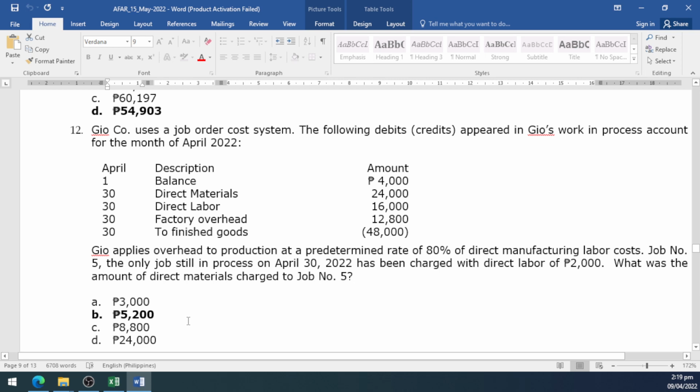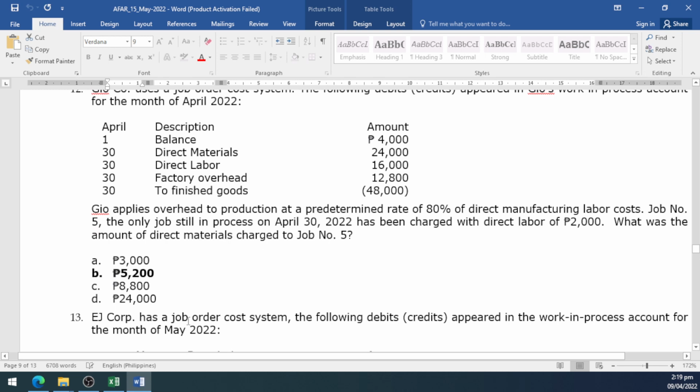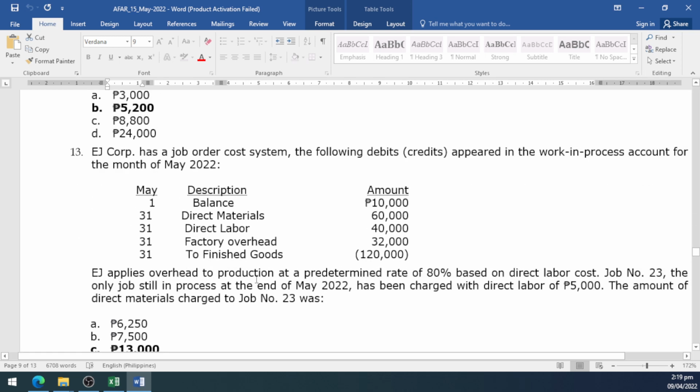Yan po ang mga mangyayaring analysis na gagawin ninyo based sa aking observation sa mga tanong sa board exam. Karaniwan ganyan. Analysis ng work in process end. Kung anong job yon at kung magkano ang element ng manufacturing cost for each job.